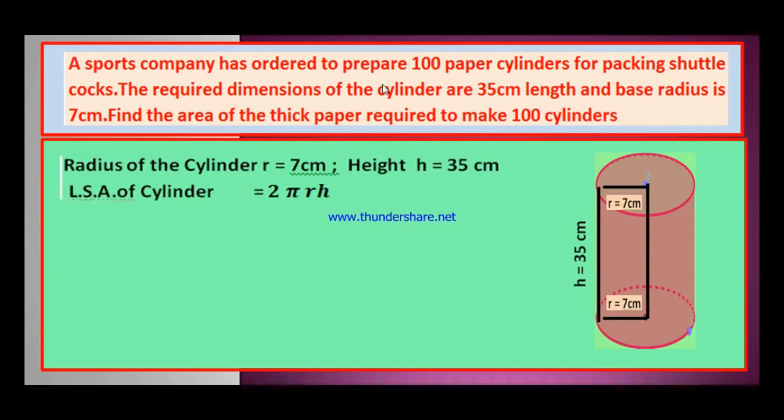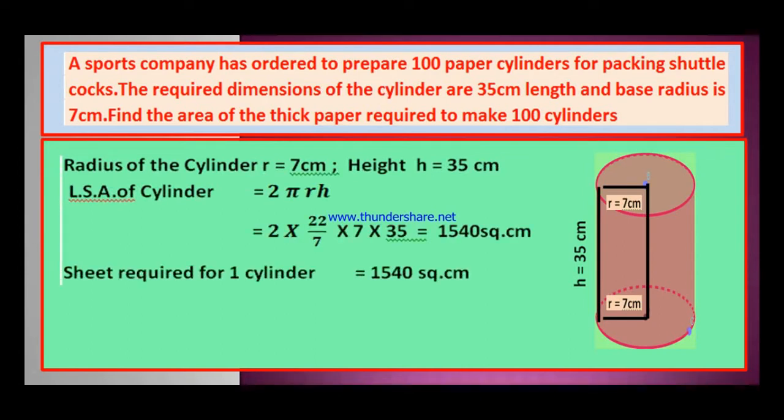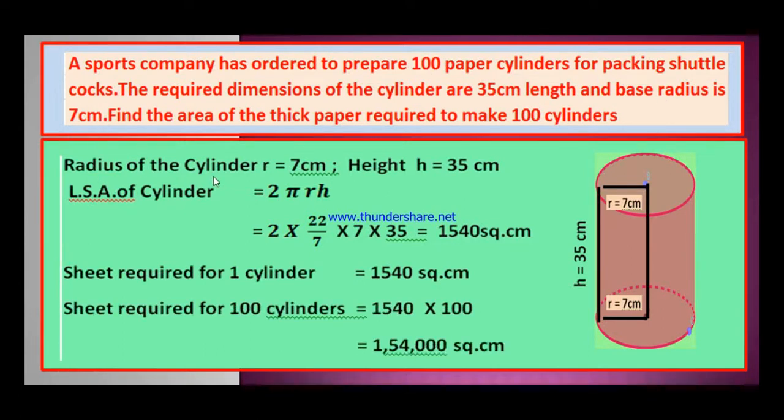Now, what is given in the question? We have two values. One is radius, which is 7 centimeters. Therefore, radius of the cylinder r is equal to 7 centimeters. And the second value is length or height, which is equal to 35 centimeters. Therefore, height h is equal to 35 centimeters.